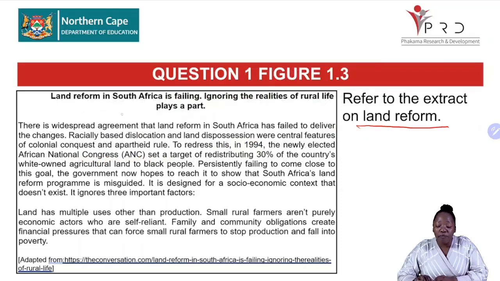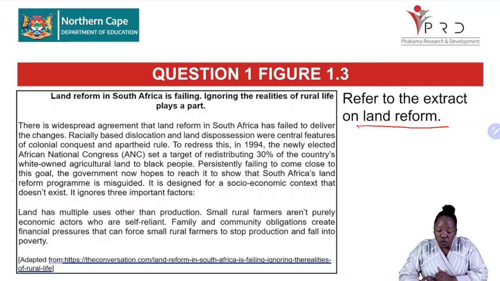So it says, the land reform in South Africa is failing. Ignoring the realities of rural life plays a part. There is a widespread agreement that land reform in South Africa has failed to deliver changes. Racial-based dislocation and land dispossession were central features of colonial conquest as well as apartheid rule. To address this, in 1994, the newly elected African National Congress, which is the ANC, set a target of redistributing 30% of the country's white-owned agricultural land to Black people.